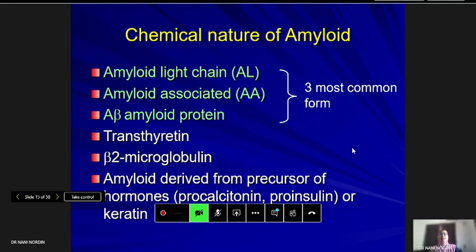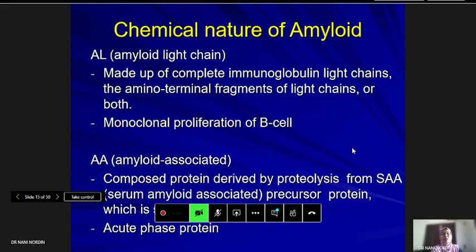which can form amyloid associated protein. A beta amyloid proteins are from beta protein. Transthyretin are actually normal proteins. Beta 2 microglobulin you can see more in renal failure, in a patient with renal failure.